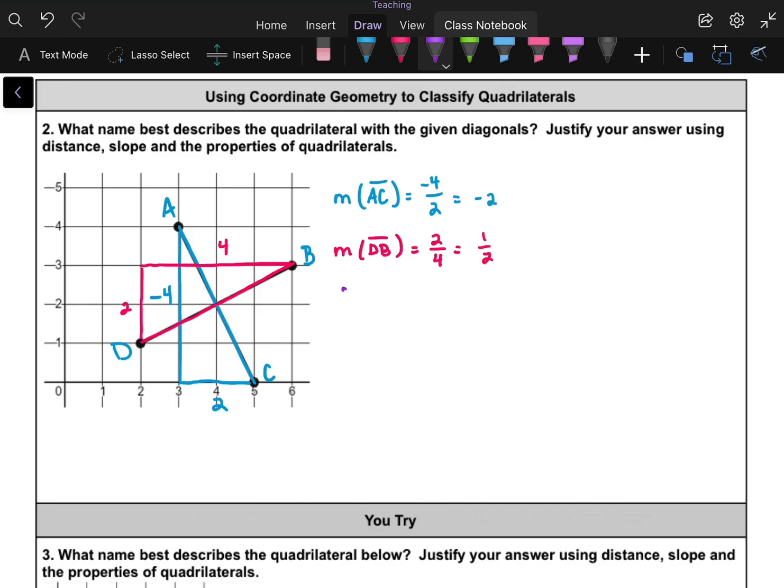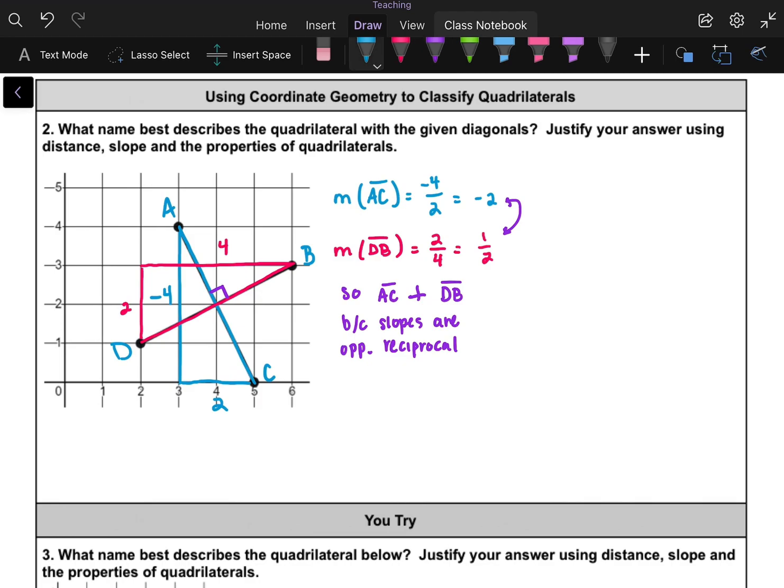So what I get from this is that diagonal AC is perpendicular to diagonal DB, since those are opposite reciprocal slopes. All right, so we know that those diagonals are perpendicular to each other, so this has to be either a square or a rhombus, since those are the only quadrilaterals with those properties. So let's see if those diagonals are congruent to each other. If they are congruent, then we know it has to be a square.